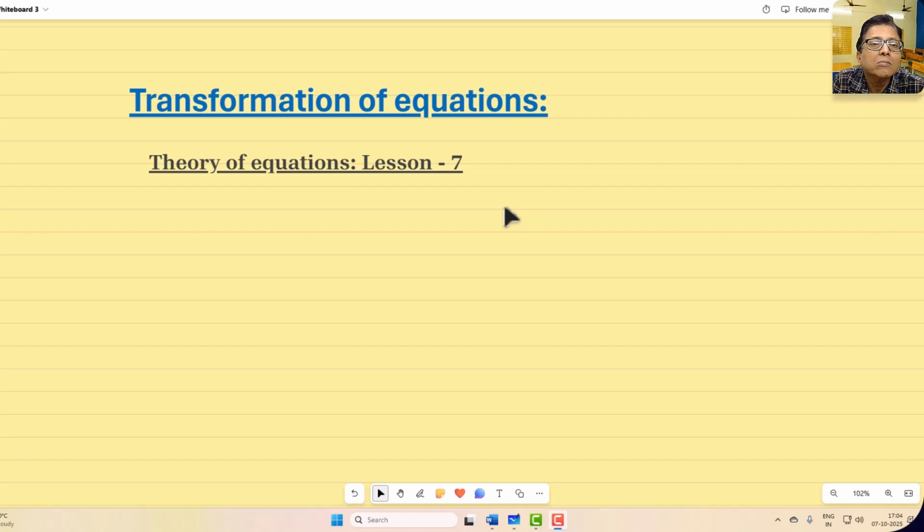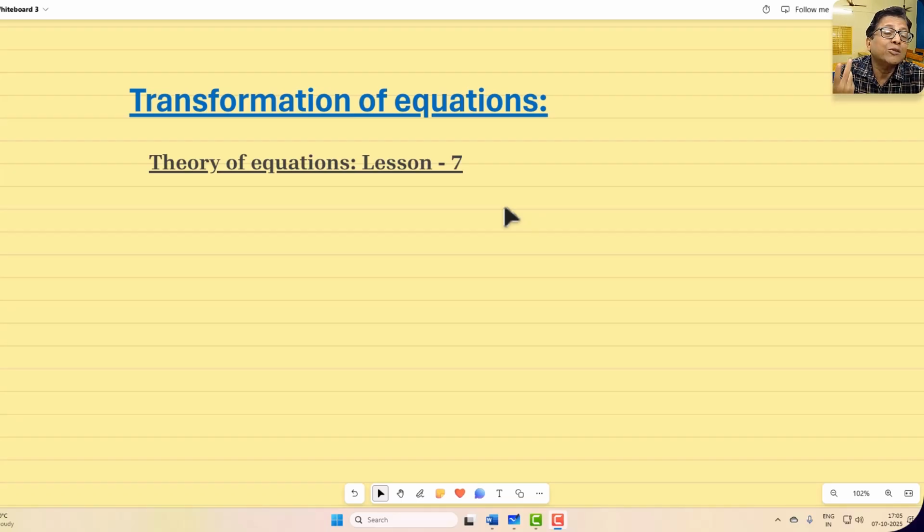For example, suppose a biquadratic equation is given, you have to get an equation whose roots are the squares of the roots of the given equation, or roots are reciprocal to the roots of the given equation, or roots are increased by a factor of 10 from the given equation, or reduced by a factor of 8, or the roots of the given equation are multiplied by a constant 6. So all those things we will be discussing here in transformation of equations.